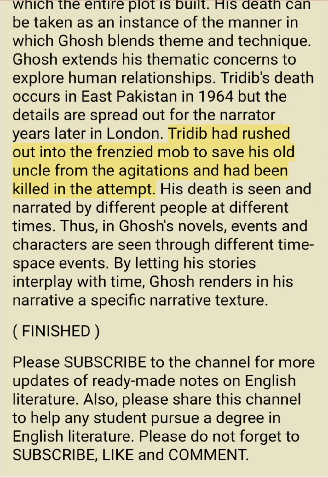Tridib had rushed out into the frenzied mob to save his old uncle from the agitations and had been killed in the attempt. His death is seen and narrated by different people at different times. Thus, in Ghosh's novels, events and characters are seen through different time-space events. By letting his stories interplay with time, Ghosh renders in his narrative a specific narrative texture.